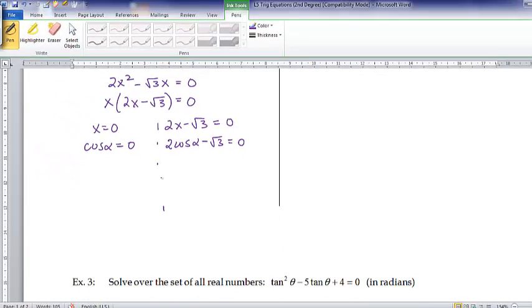So these are separate questions, where 3 and 4 are the angles that I'm looking for. Now let's solve them individually. The one on the left, cosine alpha equals 0, is a quadrantal angle, so that's one of the weird ones.